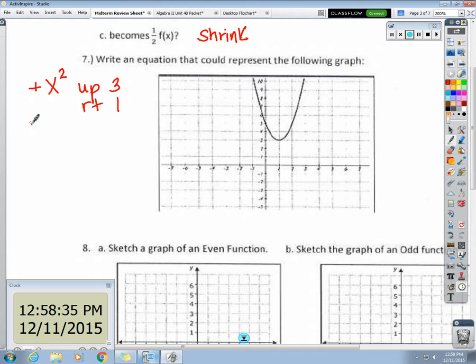Now, so y equals x right 1. How do you represent right 1? Minus 1. But remember, horizontal shifts go inside parentheses with the x. And then at that point you square it since it's quadratic. And then up 3 would be represented with a plus 3.